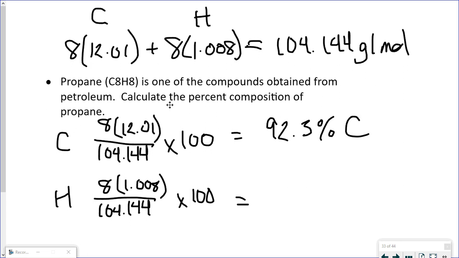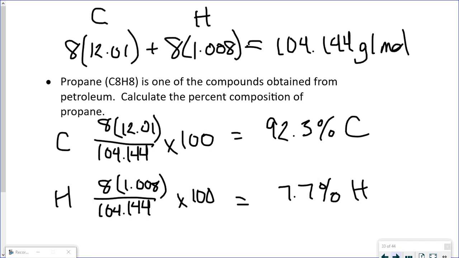And we can assume that hydrogen is going to be about 7.7, but let's double check. So 8 times 1.008, or 8.064 if you figured out what the mass is, divided by 104.144 times 100 to make it a percentage, is 7.7% hydrogen. And that does add up to equal 100, so we're good to go.